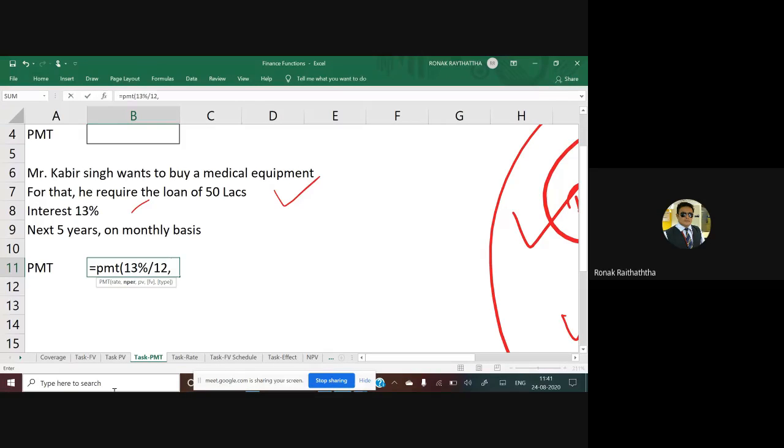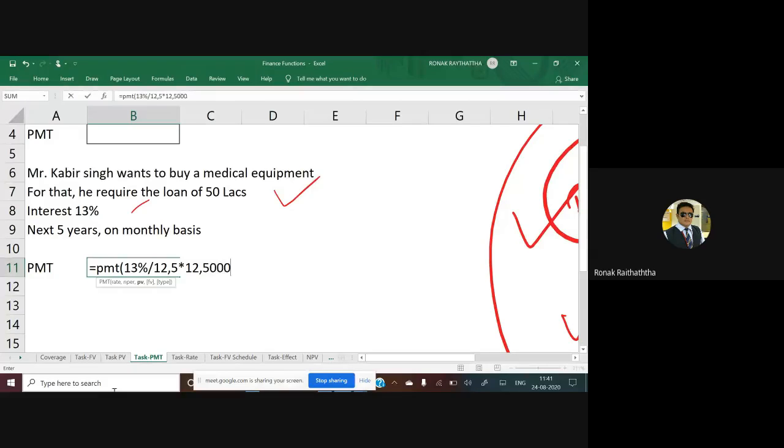Who will tell me what will be the number of periods in this case? 60. Very true. So again, a basic arithmetic calculation, even I can put over here 5 multiplied by 12, comma. Then you have the PV. Whether you have the PV or FV, in this case the PV has been stated. So what is the PV amount you have? 50 lakhs rupees. Let me write the 50 lakhs rupees.